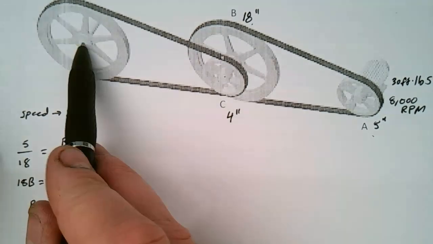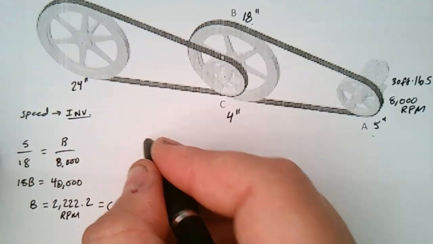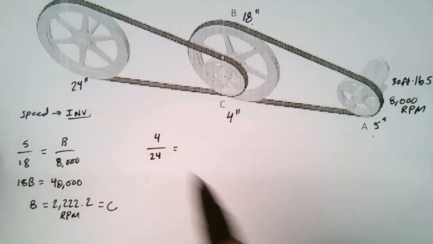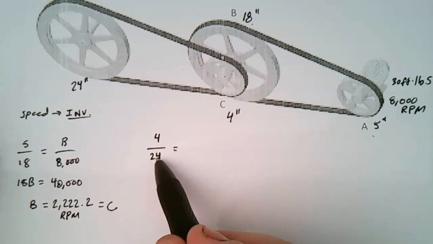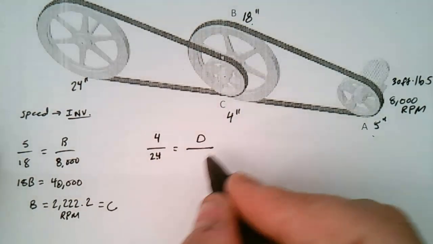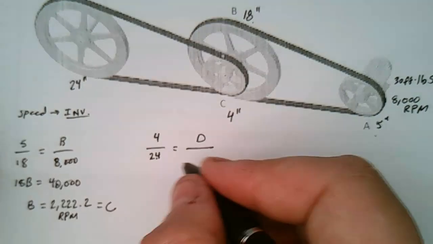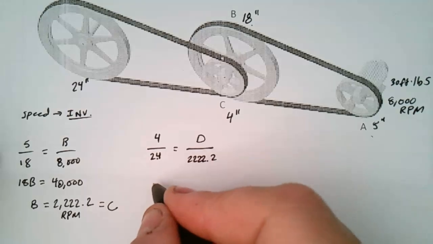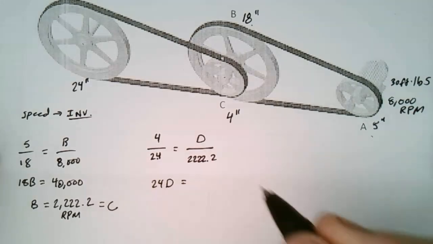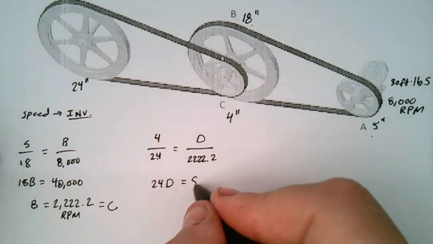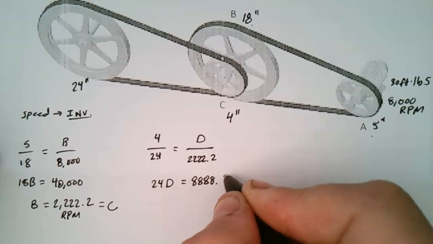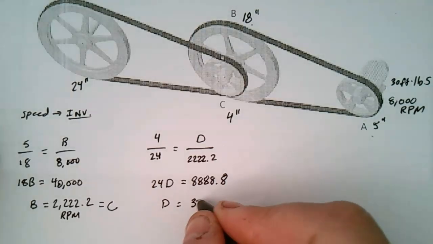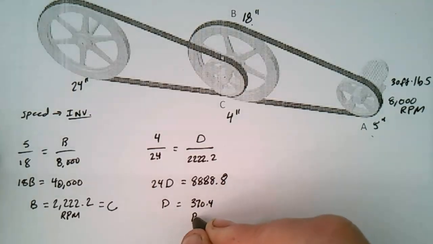So now I do this belt here, and what am I going to do? I'm going to go C over D, and since it's inverse, C over D equals D over C. And if I multiply that, I get 24D equals 88.8. And when I divide by 24, I'm going to get 370.4 RPMs.